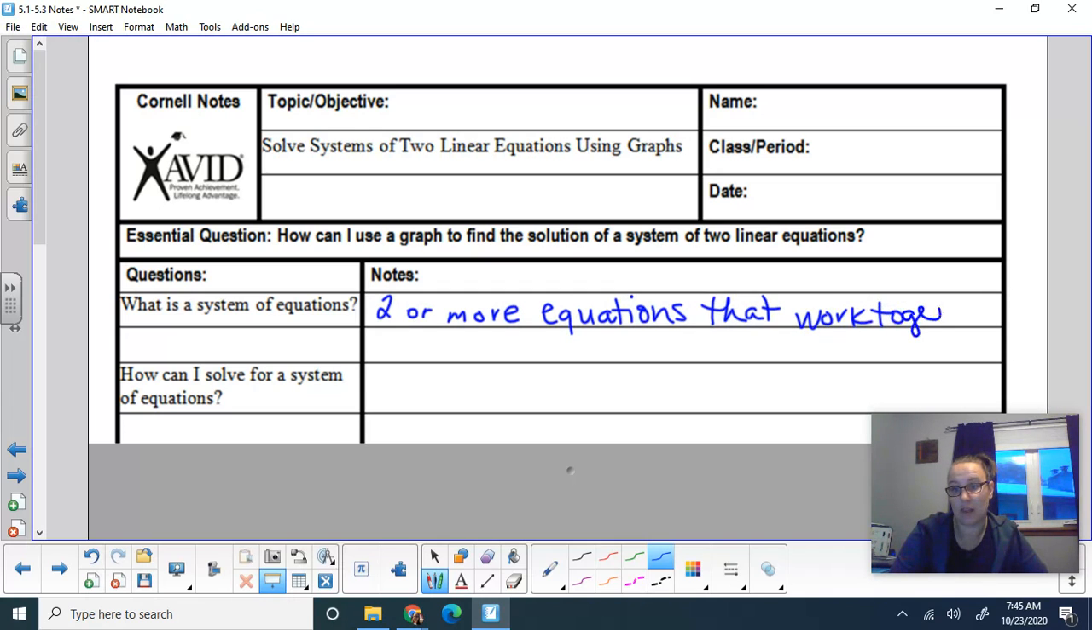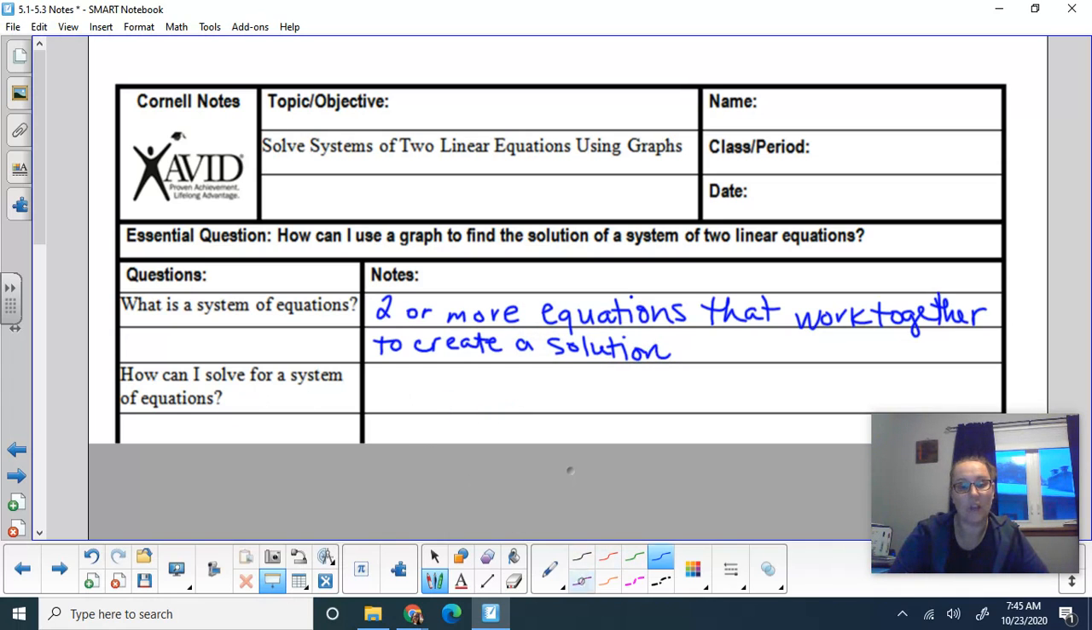So if you think about it, a system works if there's a process in place and you stay in order. And so that's why we call it a system of equations. They're working together to come up with a solution.